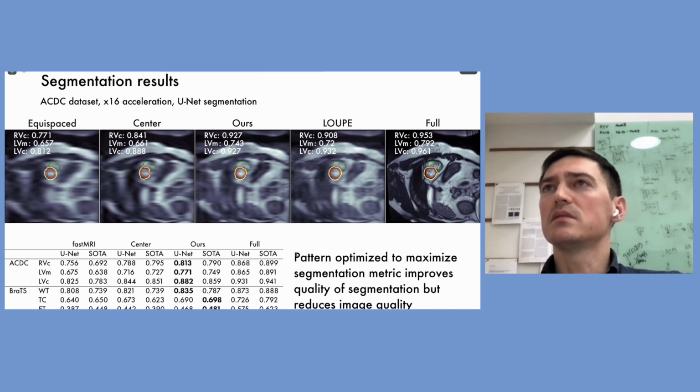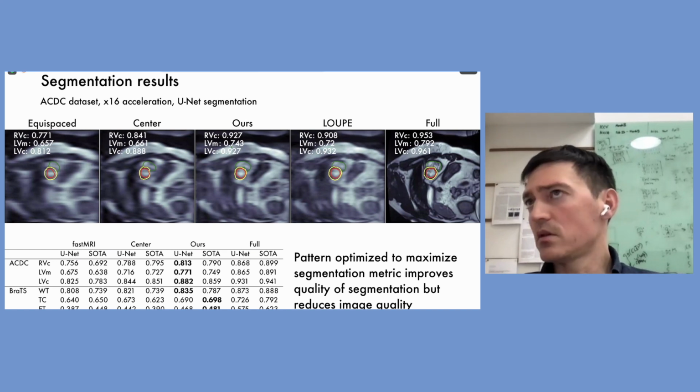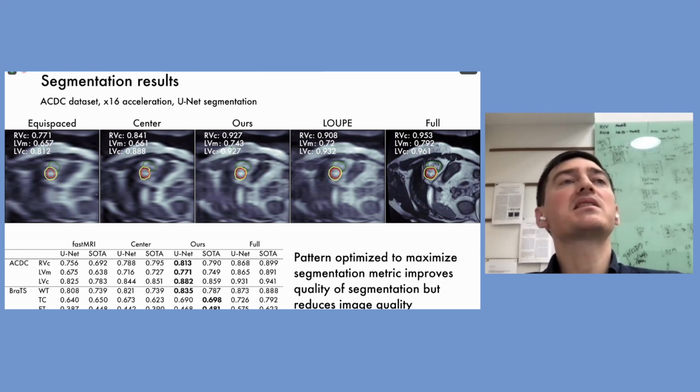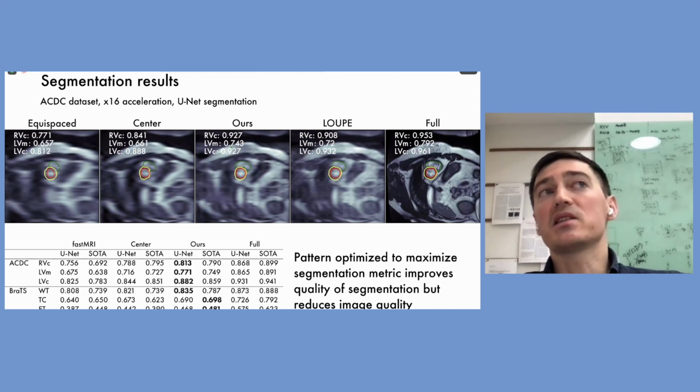So this is the segmentation result. Okay, it's a bit of a complex slide, but you can see three classes of the image over here in the fully sampled case. And essentially, if you accelerate it 16 times, your image becomes completely ruined. So if you take those FastMRI masks, you wouldn't be able to localize these regions very well.